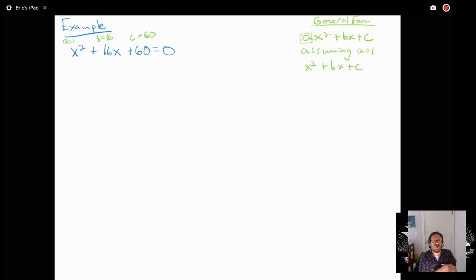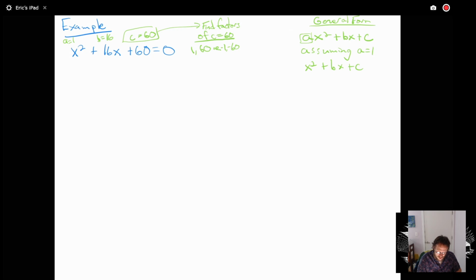Okay, so we have those terms, and the technique we're going to use to factor is we're going to take that C, and we're going to look for all the factors that we can find of C. And if I list through my factors, I have 1 and 60. I also have negative 1 and negative 60. But I'm not going to list all the negatives. Just keep in mind as we go through.